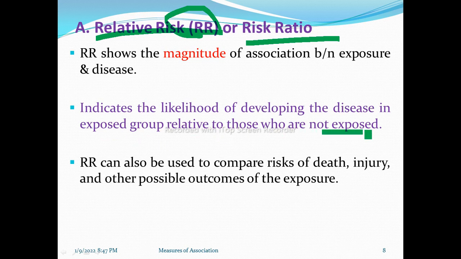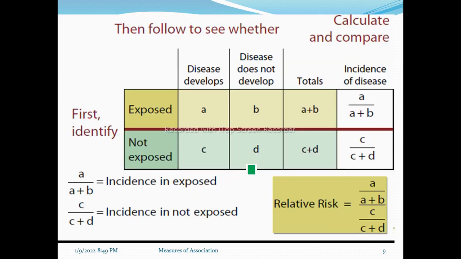So the likelihood, the probability of developing the disease in the exposed group as compared to, or relative to, those who are not exposed. Relative risk can also be used to compare risks of death, injury, and other possible outcomes of exposure. Now we will see how relative risk is calculated. So this is disease develops, disease is not developed. This is exposed, non-exposed groups. This is diseased and non-diseased groups.